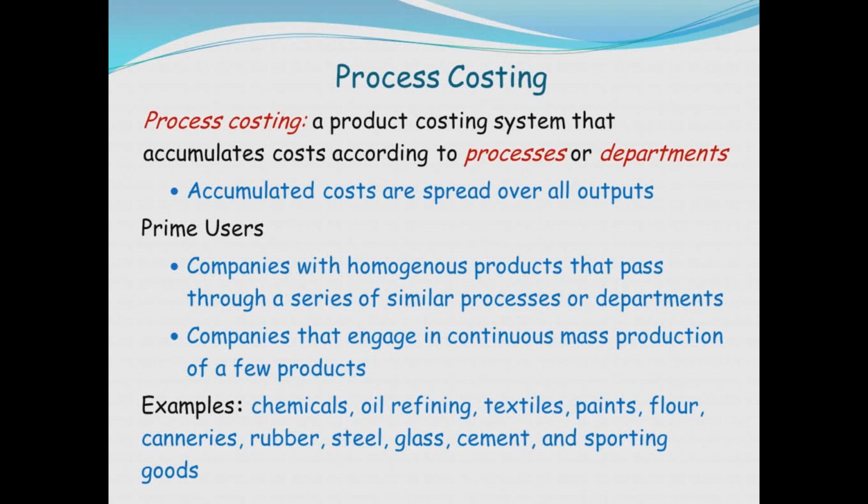Prime users are companies that have homogeneous products that pass through a series of similar processes or departments, or they engage in mass production of a few products. You've seen this list before. Canneries are kind of like beverage manufacturers. So clearly beverage manufacturers would be in this category. Oil refineries and chemical companies would be in this category.